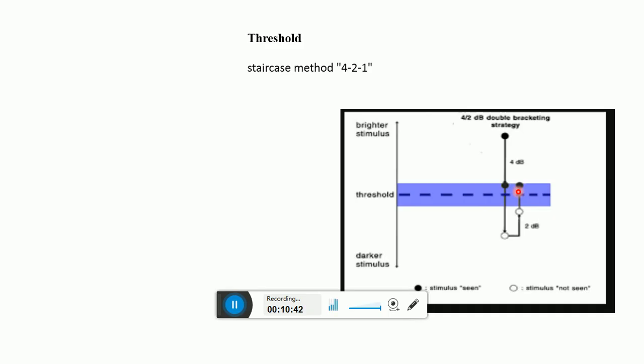If the threshold at each retinal point was evaluated in 1 decibel steps, it would take a lot of time and the process would tire out the patient easily. Therefore, the staircase method is used.